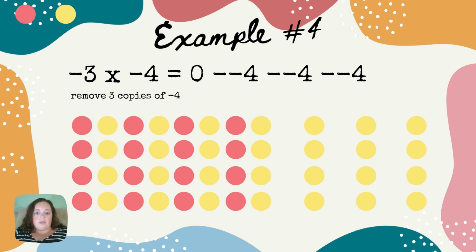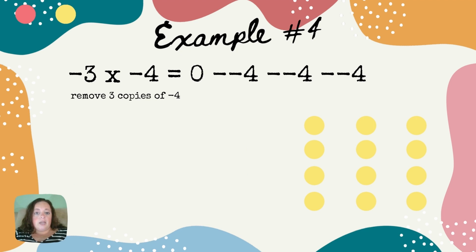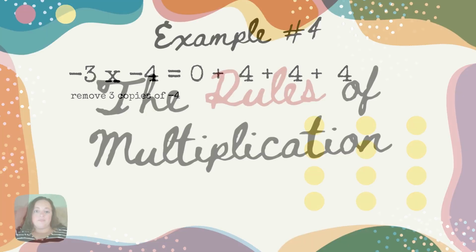Now let's get rid of all the zeros. And you can see that we have 12 positive counters left. So it's actually equal to positive 12. So that might seem a little bit weird. Let's take a look at that subtracting a negative thing real quick. Remember how subtracting a negative is actually the same thing as adding a positive? So if we look at it this way, we can really easily see why negative 3 times negative 4 is actually positive 12.